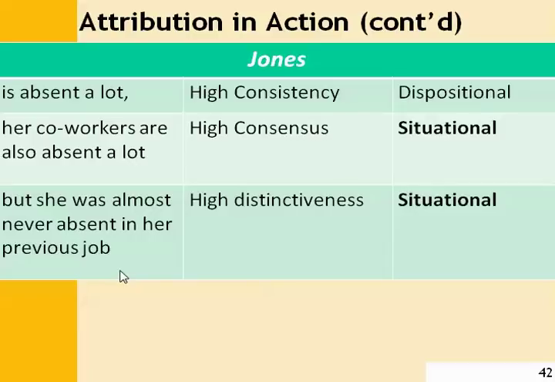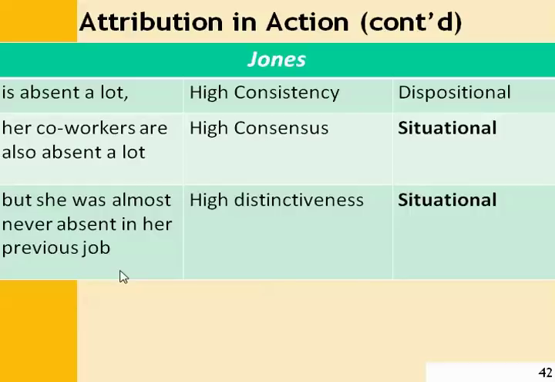طيب, but she was almost never absent in her previous job. يبقى هنا بقى ال absence ده distinctive لل current situation اللي هو ال current job. لأن in her previous jobs she was never absent. يبقى هنا في high distinctiveness، وال high distinctiveness دليل على situational attribution.